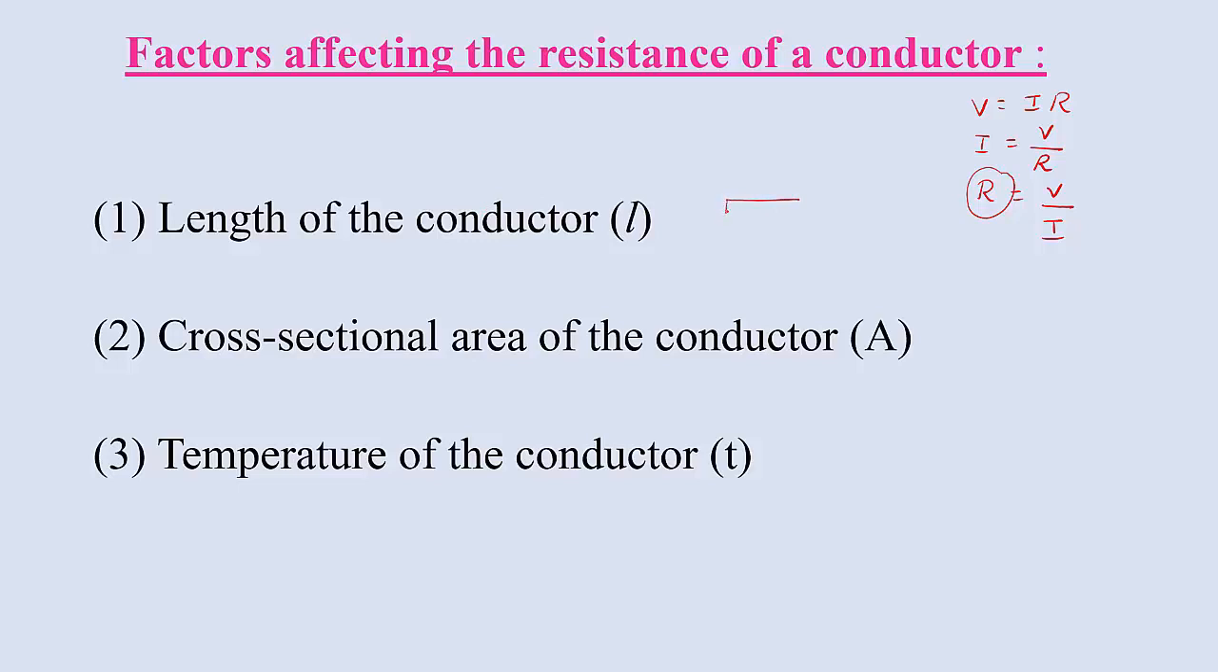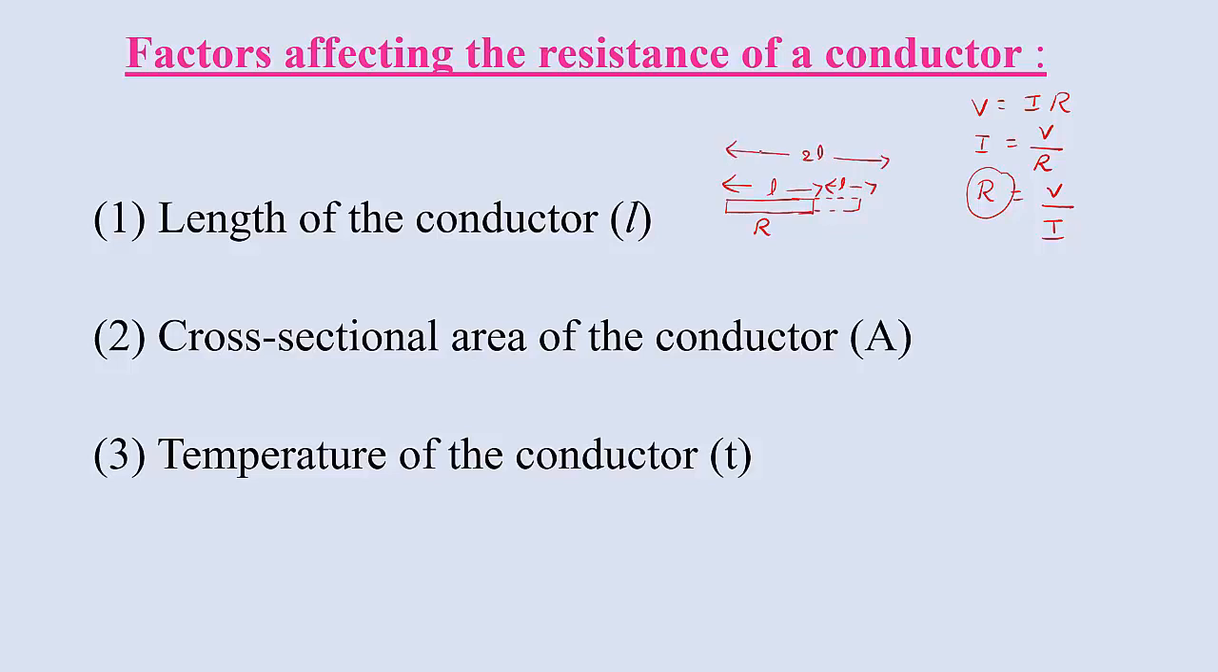Suppose I consider a metallic conductor. It has length L, and it has resistance R. L is the length of that metallic conductor, and R is its resistance. So how does the value of R change with L? Suppose I increase the length of that metallic rod. Let us add another L. So L plus L, the total length is how much now?